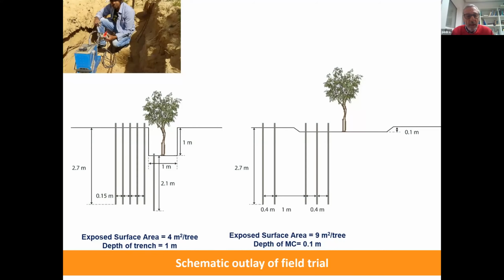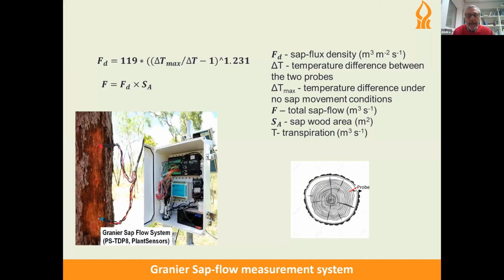On the left-hand side, you see the tree in the trench, and the vertical lines are access tubes for measuring with a neutron probe, which you see on the upper left. And on the right-hand side, this is the conventional microcatchment, again with a 10-centimeter pit. And we added, as I mentioned, the same amounts of water each year to both microcatchments and trenches.